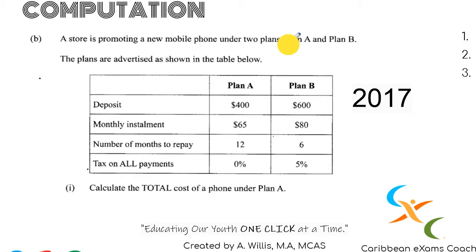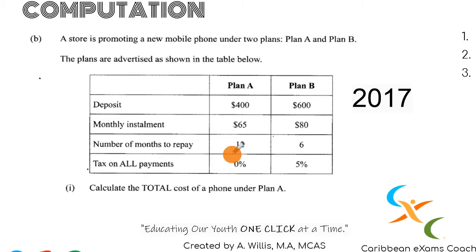The plans are advertised as shown in the table. Deposit: you have to deposit $400 if you choose Plan A, or if you choose Plan B, you deposit $600. Monthly installment: for Plan A, $65 a month, and Plan B is $80 a month.